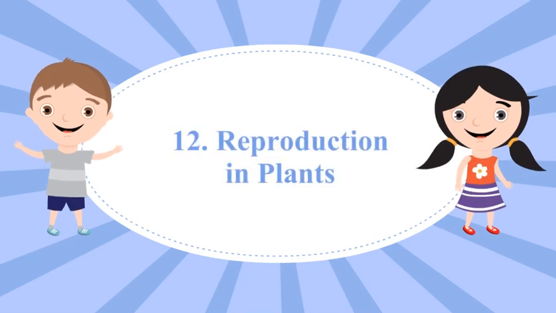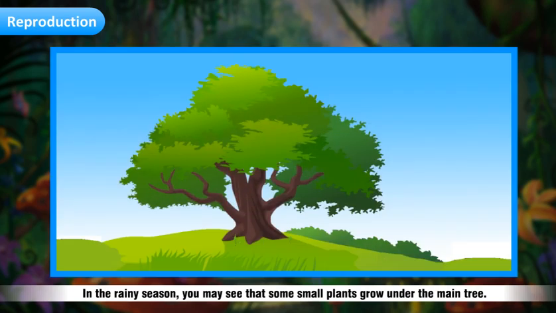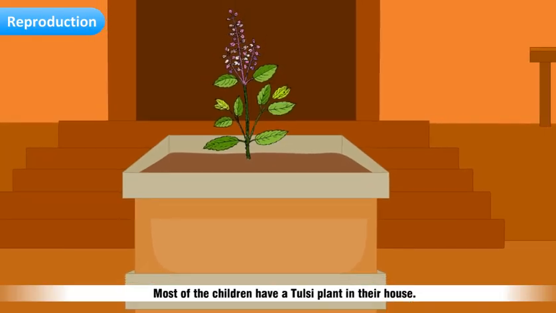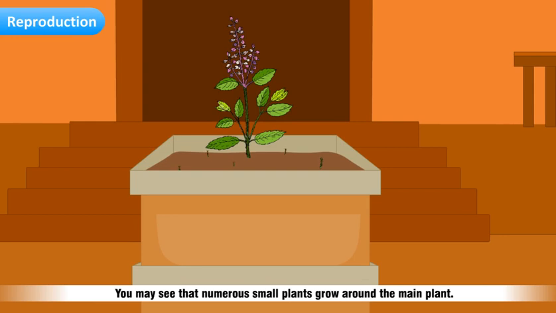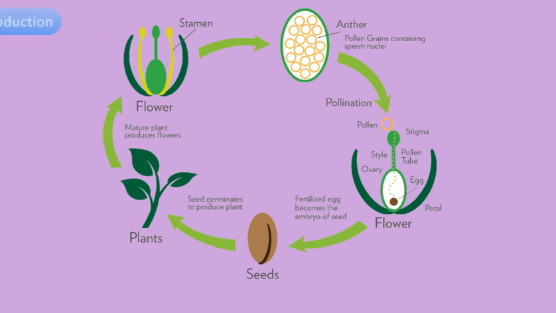Chapter 12. Reproduction in plants. Reproduction. In the rainy season, you may see that some small plants grow under the main tree. Most of the children have a tulsi plant in their house. You may see numerous small plants grow around the main plant. It is only possible by the process of reproduction that takes place in all living organisms to continue their race.